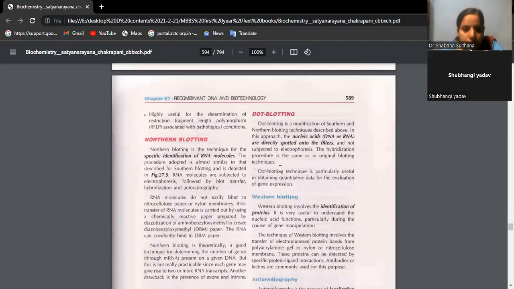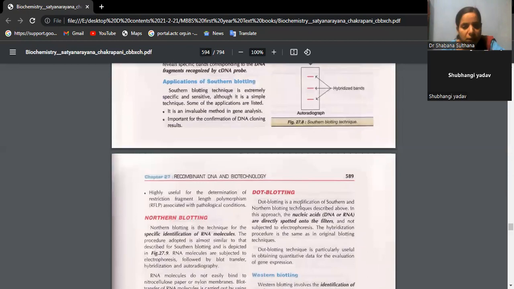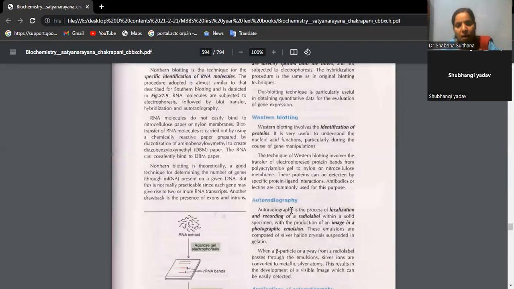Then Southern dot blotting is a modification of Southern and Northern blotting techniques. Both DNA and RNA are directly spotted on filters. That means if we want to study both, we can go with this technique. Then we have Western blotting, with which we are able to identify proteins, anything like immunoglobulins. All proteins can be studied. It is useful to understand nucleic acid functions, particularly during gene manipulations.